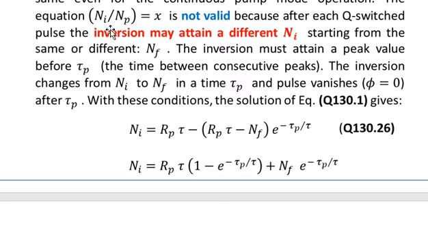Because here we have stated that Ni over Np is equal to x is not valid. So we are now going to investigate the value of Ni, which we can find using the continuous case like this. And you see that here tau p, which is the pulse repetition time, is also involved in the calculations of Ni.